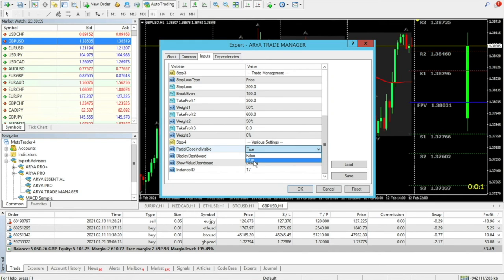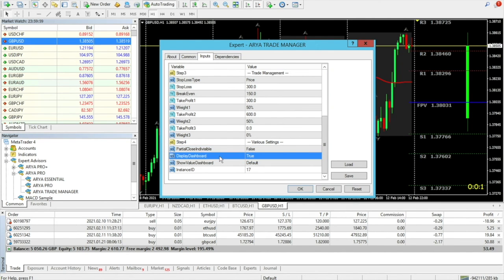For example, if the position is 0.01 lots and therefore not divisible, the partial close will have no effect. If the position is 0.02 lots, the position can be cut in half. If you select false, you can apply the partial close even for micro lots, but if the trade is not divisible, Arya will simply close the position.